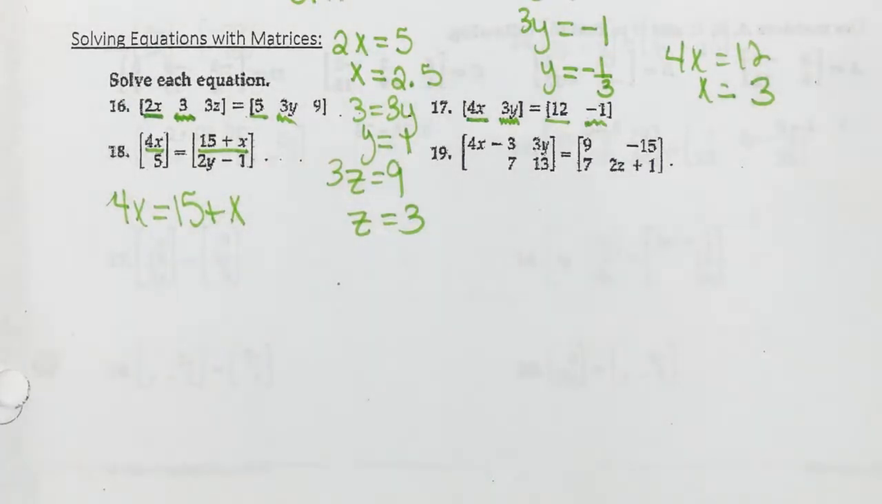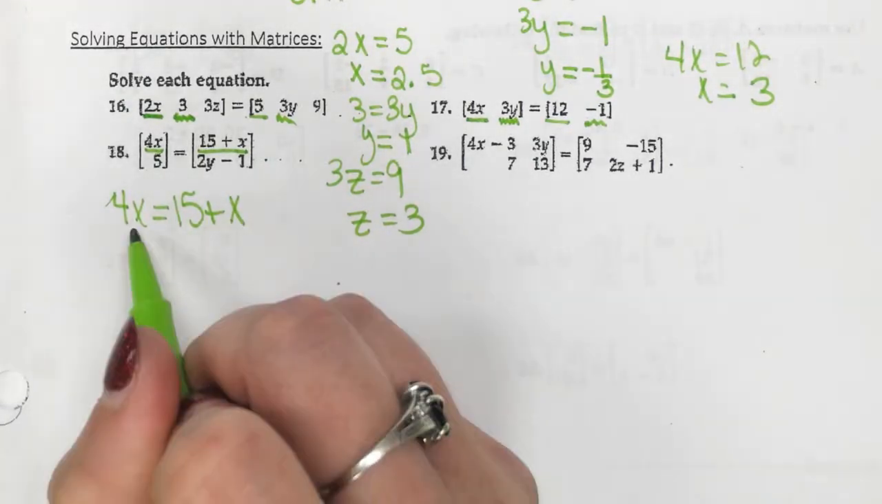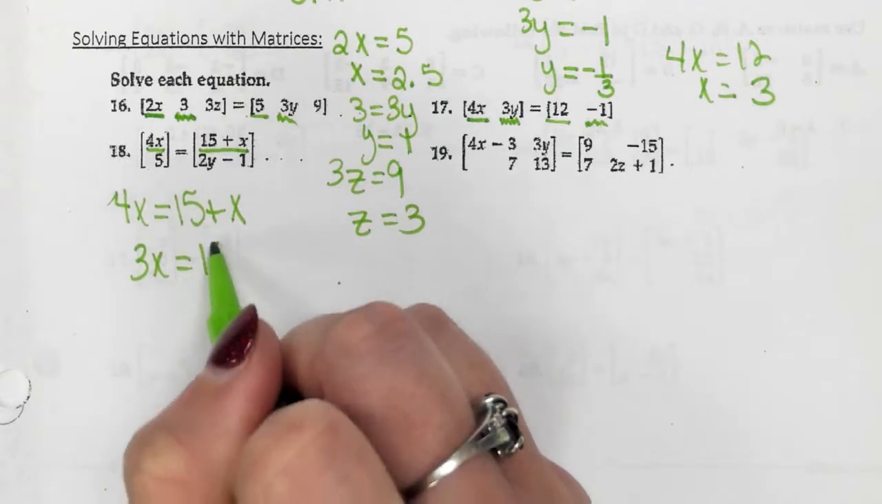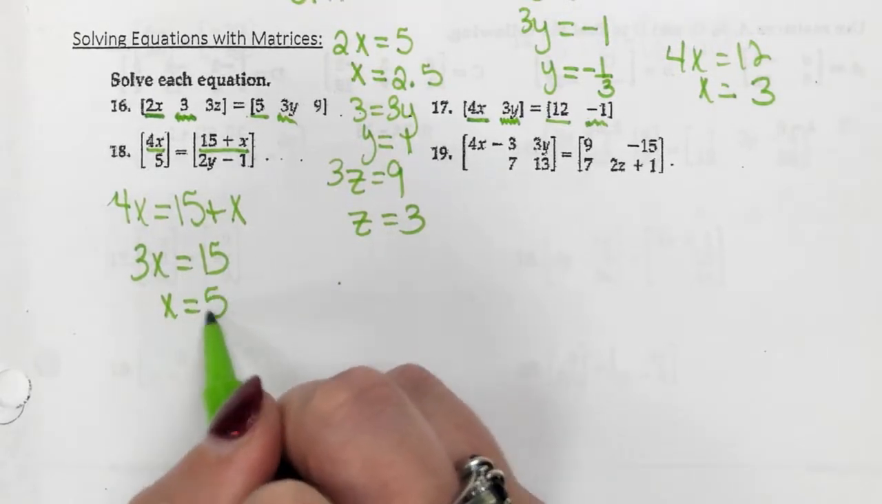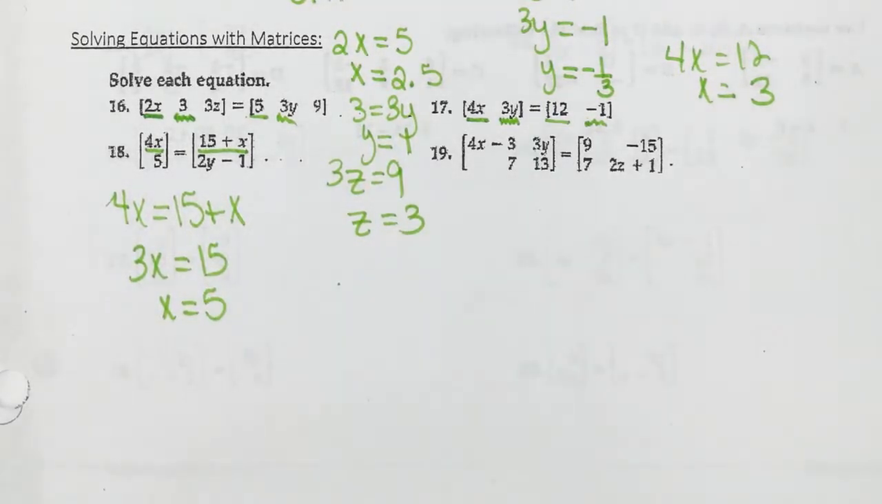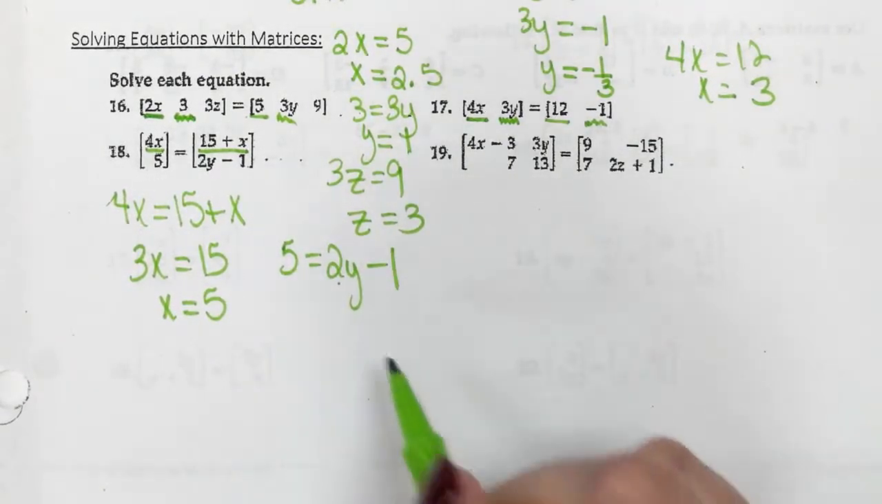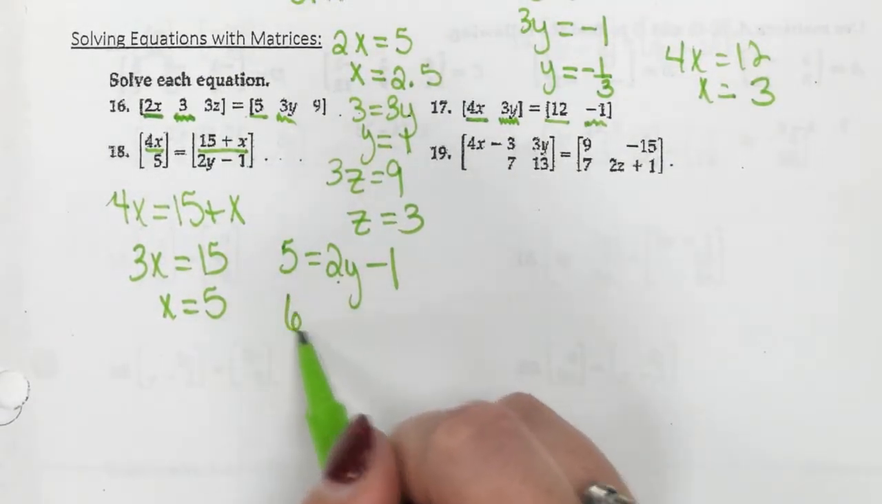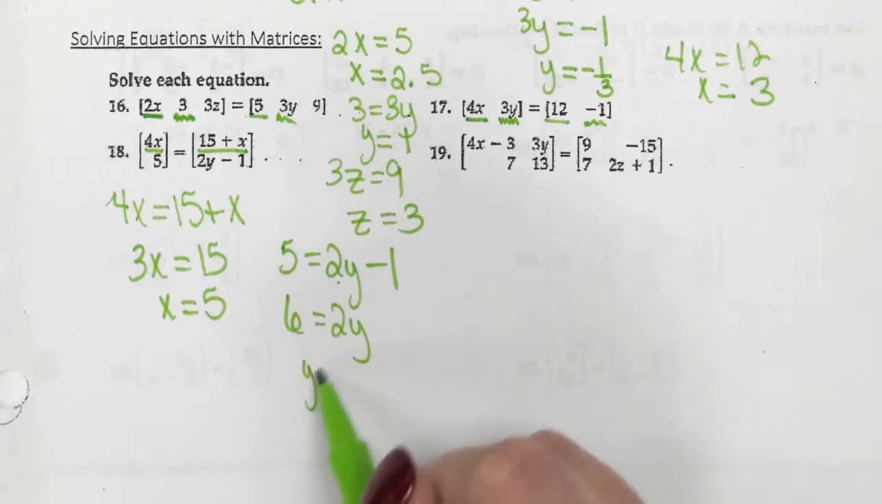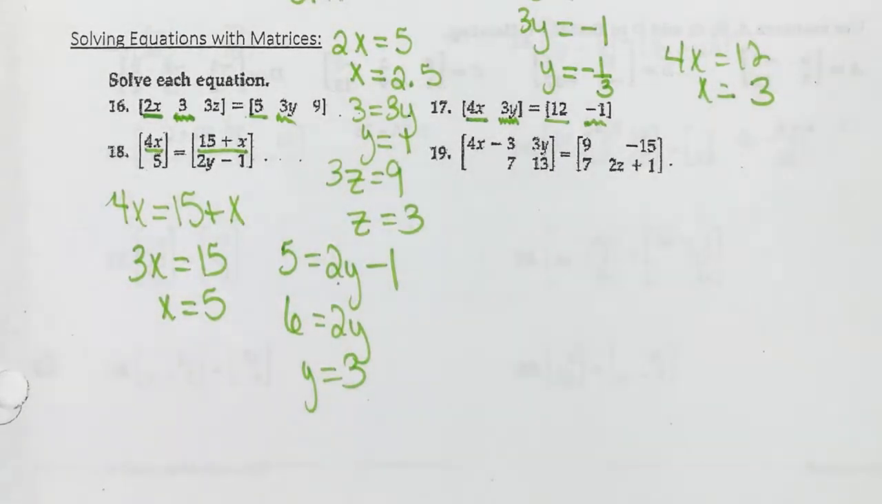How do I solve that one? There you go. Subtract the x. 3x equals 15. x equals 5. Perfect. What about the other one? 2y minus 1 equals 5. Add the 1 over, you get 6. y equals 3. Very good.